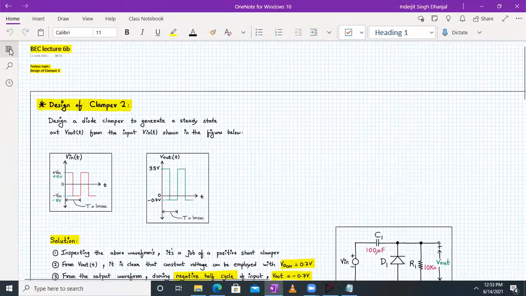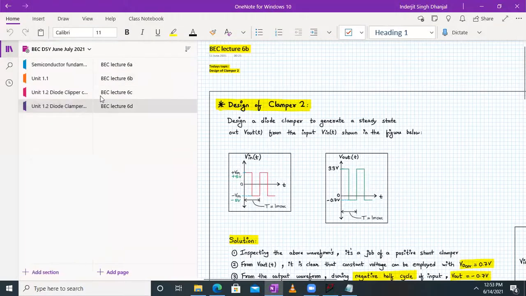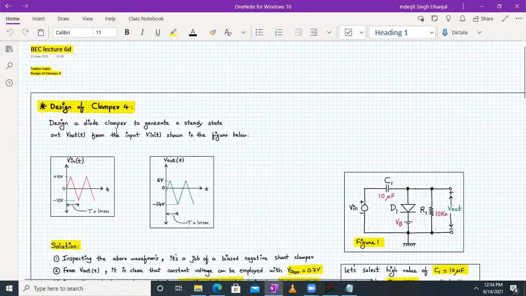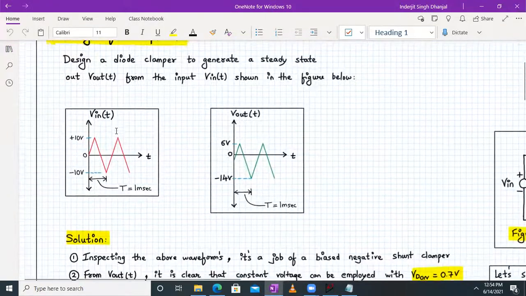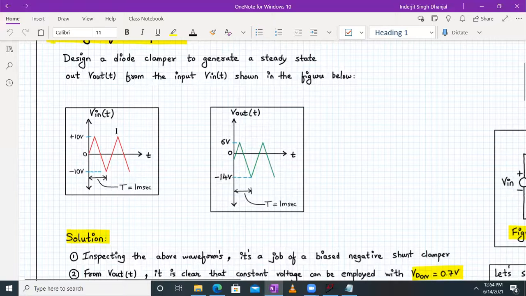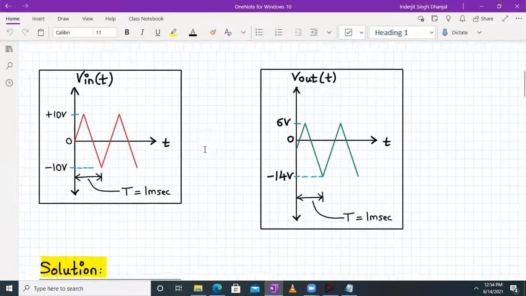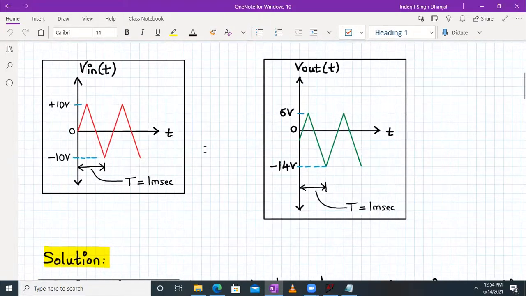Clamper number, let us go to the fourth one. Design, again design of a clamper. So this time we have to design a diode clamper to generate a steady state waveform V out from the input waveform. This time they have given us a triangular waveform. The positive peak for the triangular is +10 and -10 over here, as you can see, and for the negative peak we have +6 and -14.